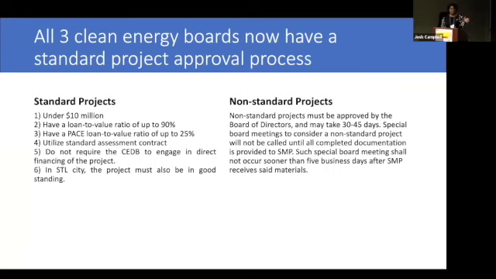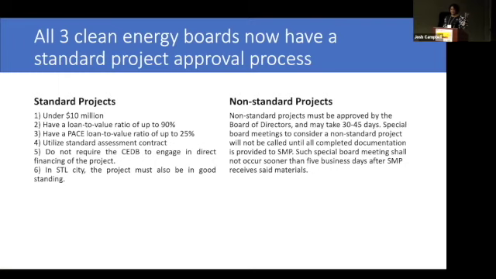But if you have a project that is under 10 million, loan to value ratio up to 90, PACE loan to value ratio up to 25%, you use the standardized assessment contract. So making sure that it is very close to our standard assessment contract, not too many changes or anything like that. And then it doesn't engage the Clean Energy Development Board to engage in direct financing of the project. For St. Louis City, we also have that the project must be in good standing.